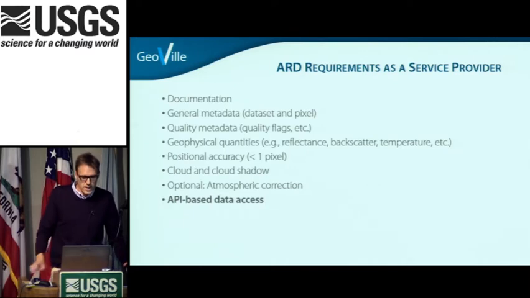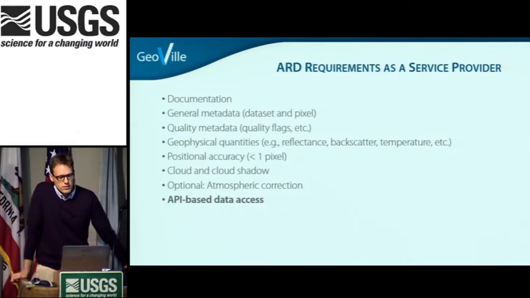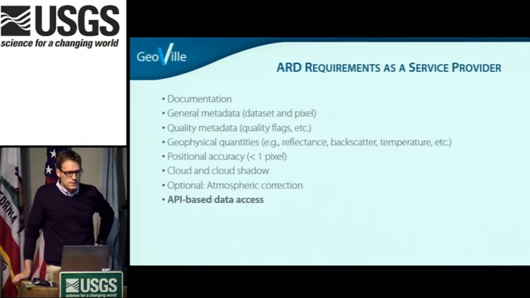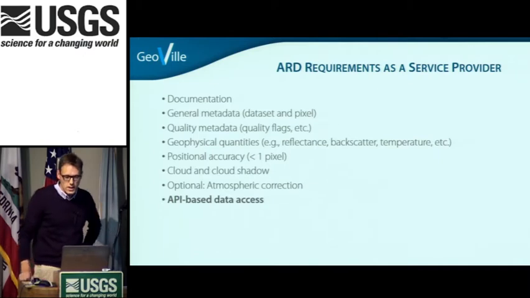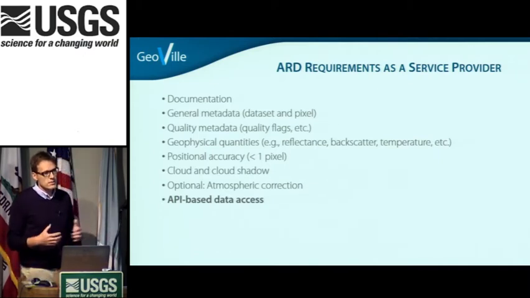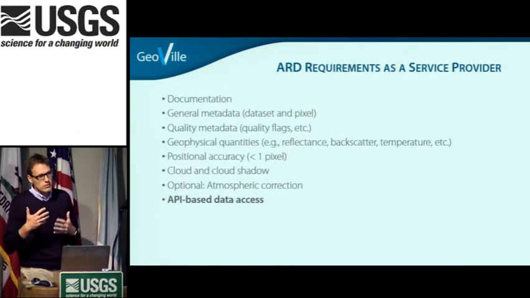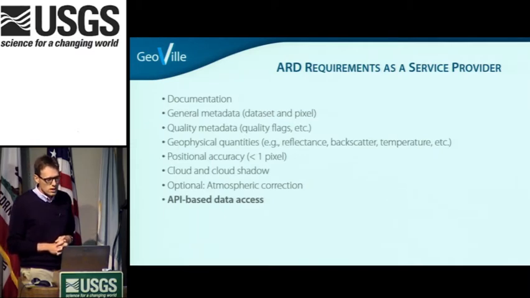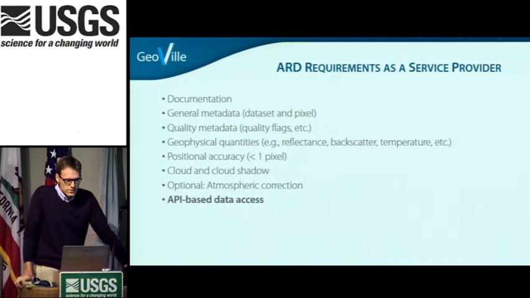So I come to my summary. What is important for us as a service provider in terms of ARD requirements? Most of all, I think what is very important is documentation, so that you can really go into the documentation, also see how the data has been processed and extract information. For example, what I mentioned before with this particular quality flag, so what's in these tests. Then, of course, we would also wish to have the general access to the general metadata, on dataset and pixel level, to quality metadata.